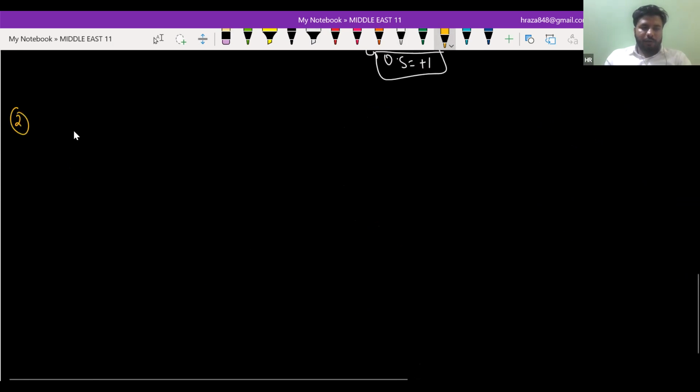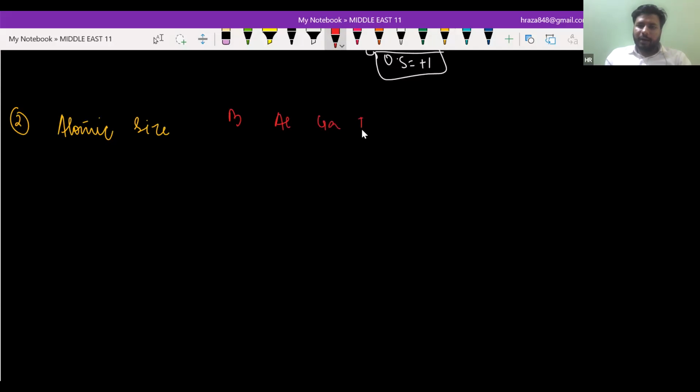Now write first oxidation state, then atomic size. Atomic size of boron, aluminum, gallium, indium, thallium. Okay. So the atomic size is found to be boron is smaller than gallium, and then aluminum, then indium, then thallium.